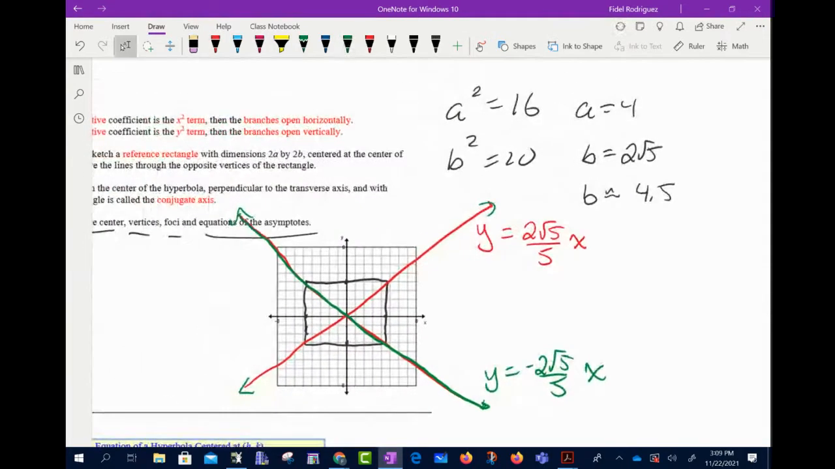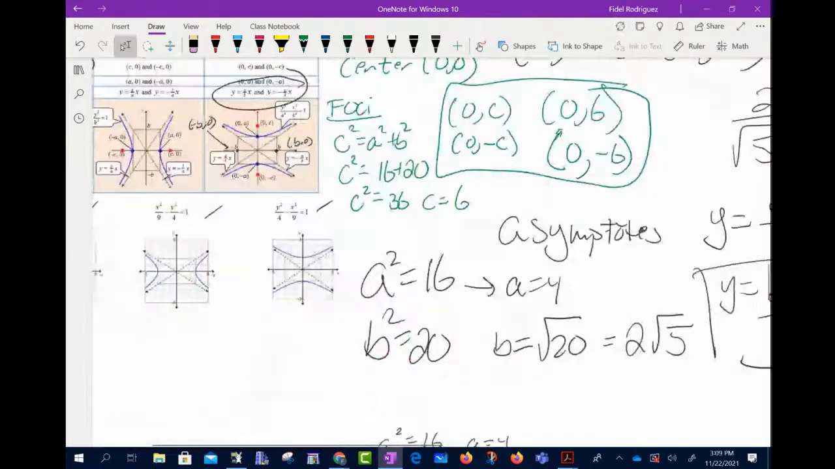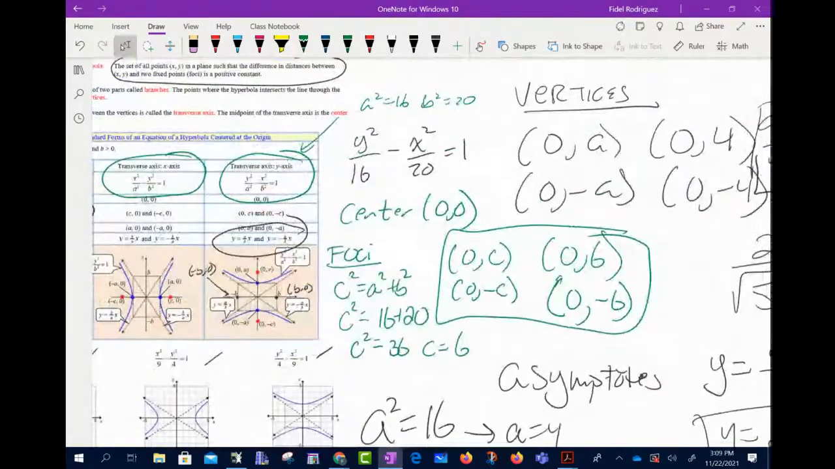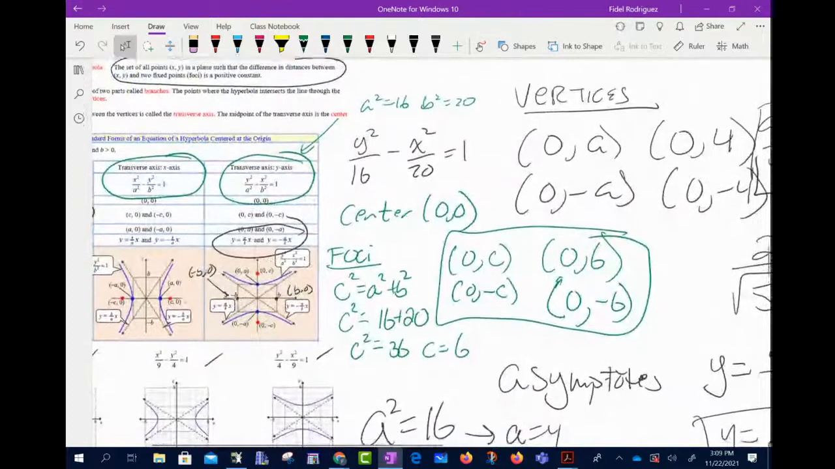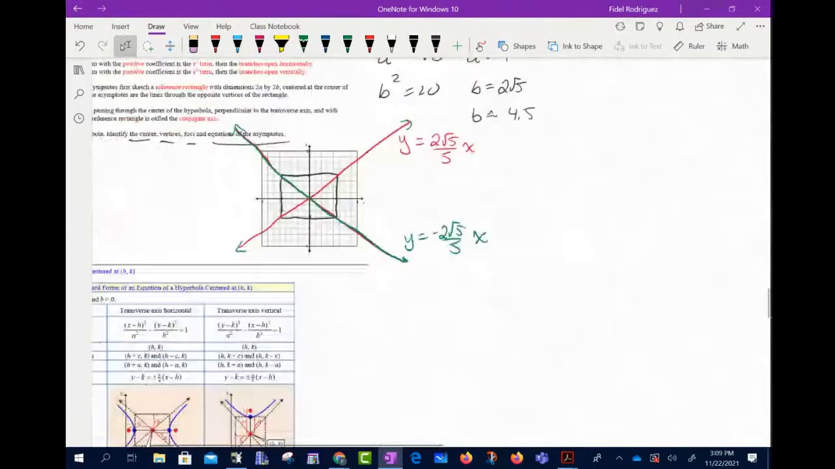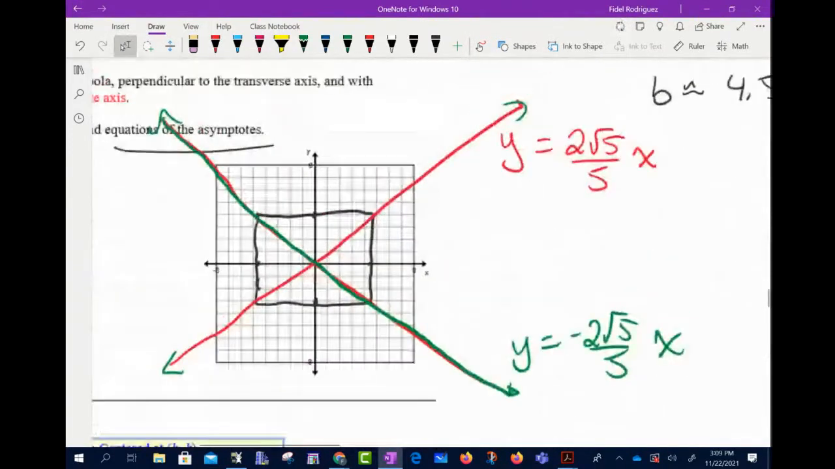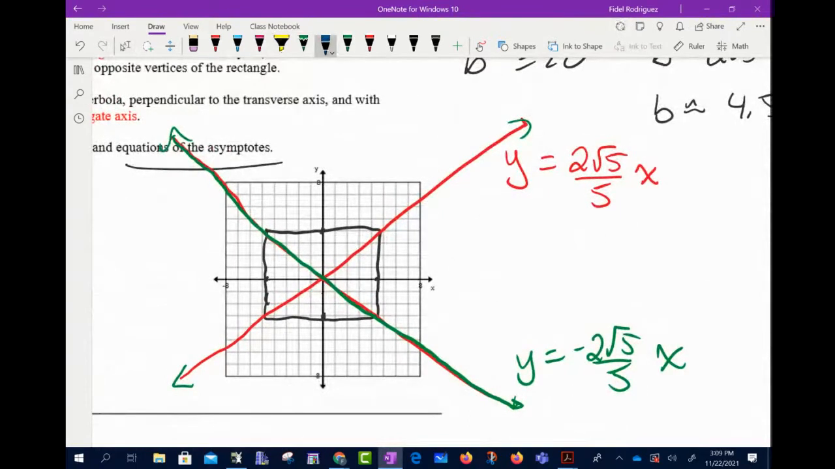Okay. Let's see. We found our vertices, right? The vertices were 0, 4, and 0, negative 4. So the points 0, 4, and 0, negative 4, y'all, are these points right here.